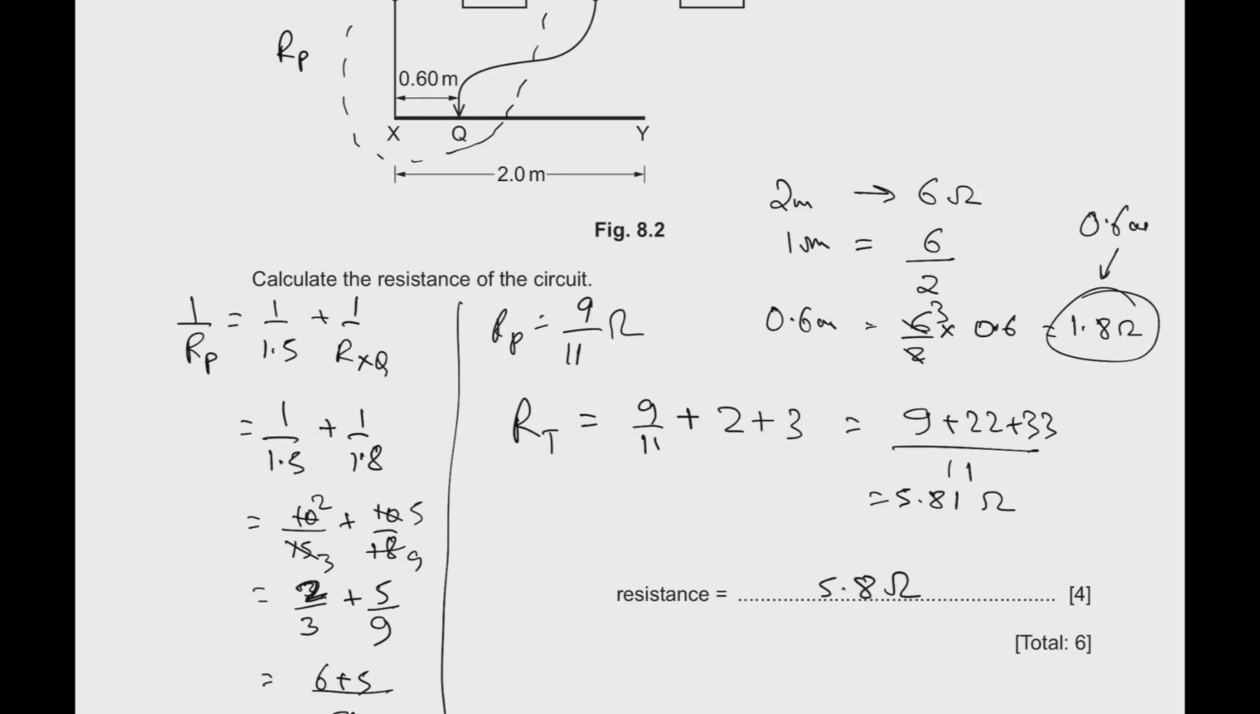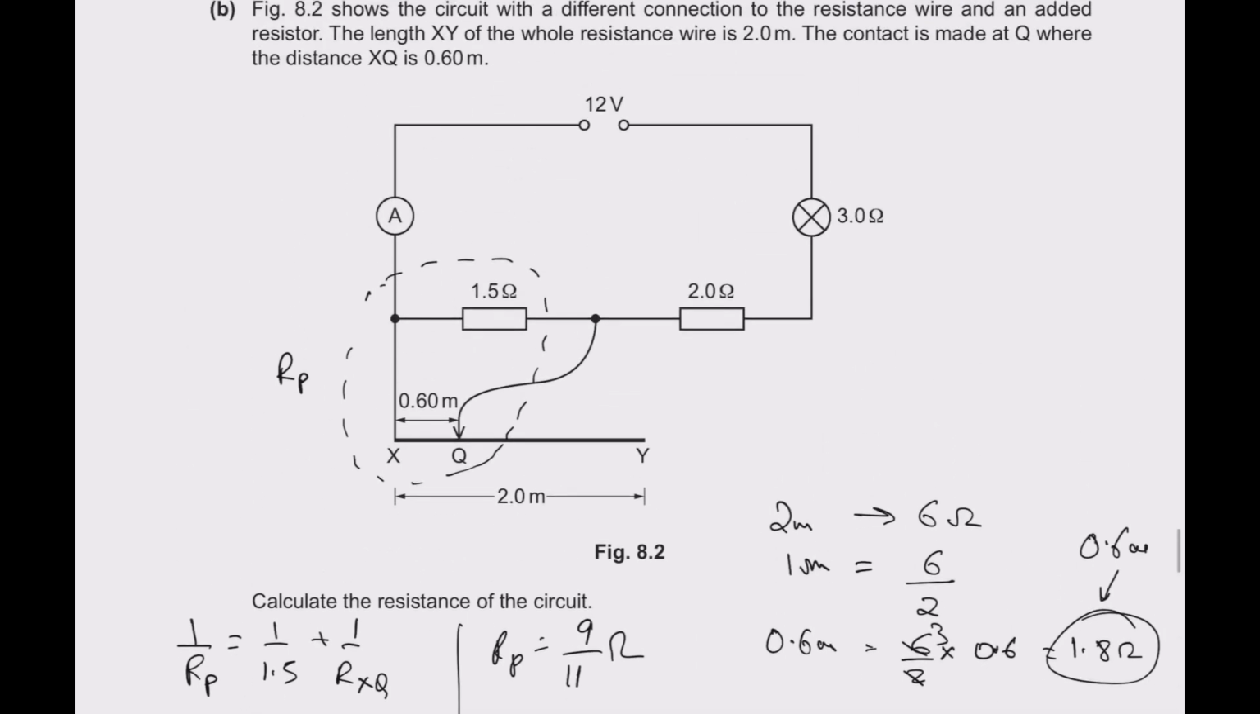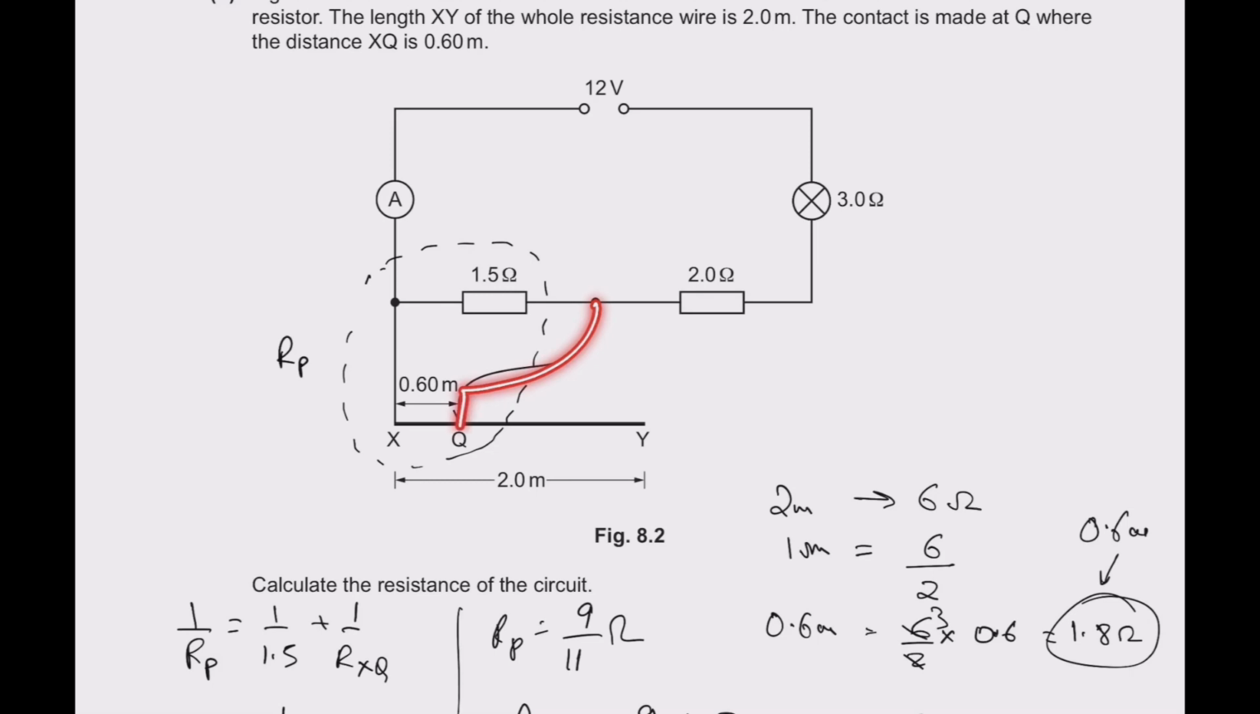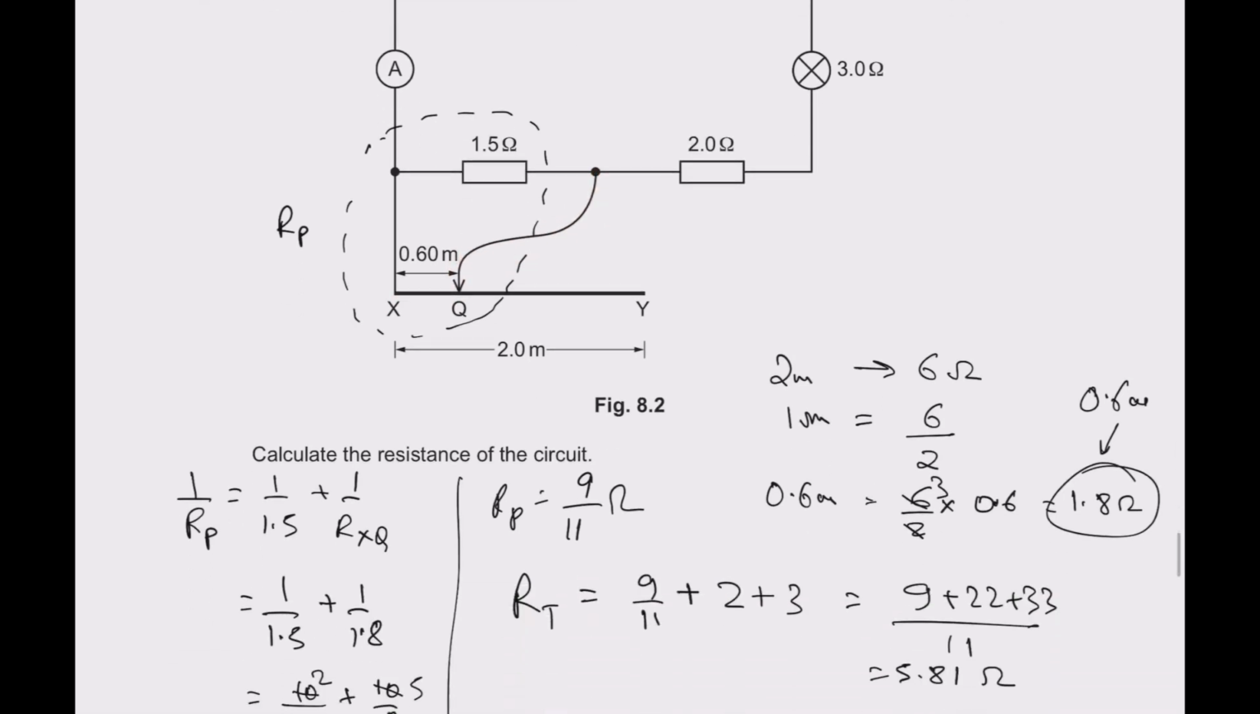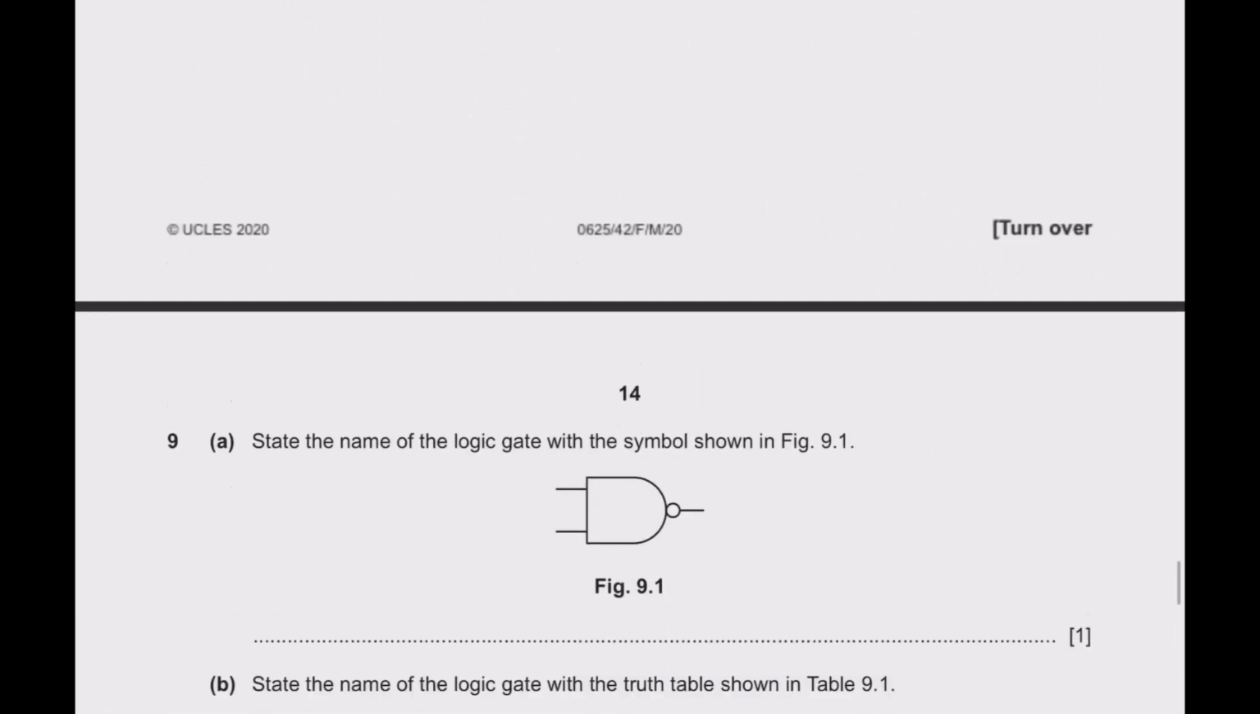So look, this is of 4 marks. This is the calculation. You can do it in the calculator, but I have done it on my own. So 5.8 ohm is the answer for the total resistance of this circuit. These two are in series and these are in parallel. The main part is you have to calculate the resistance of XQ, not of the complete XY, because the contact is with XQ. So that is the only resistance that will be used in the calculation.